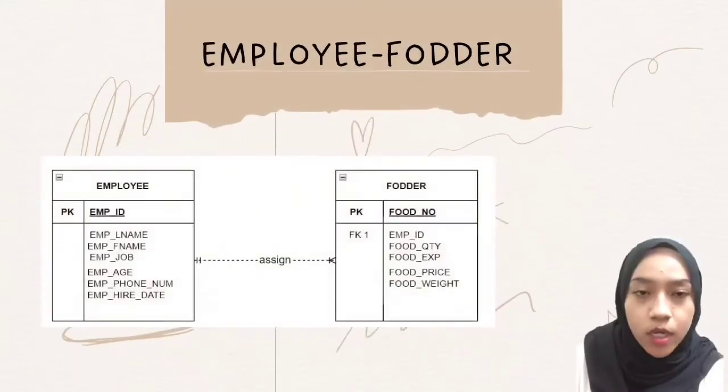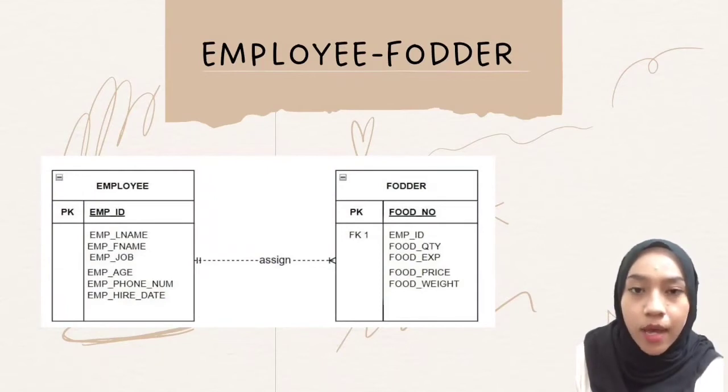Next is employee to fodder item. Based on the business rule, each employee is assigned to one or many fodder and each fodder is assigned by one and only one employee. So it was many to one relationship and also it has foreign key in entity fodder which is employee ID. So this shown that it was weak relationship strength.